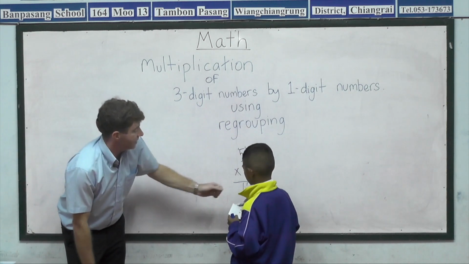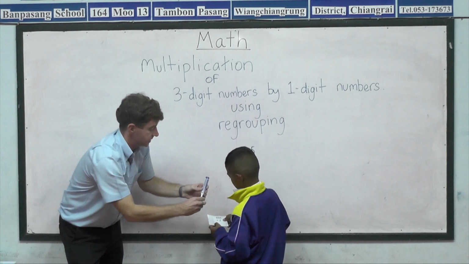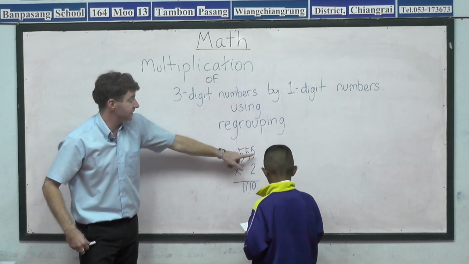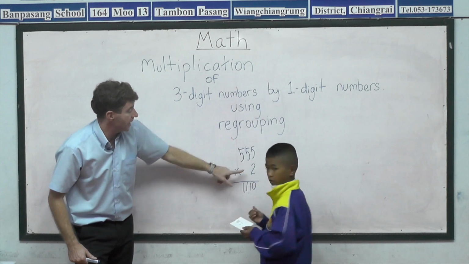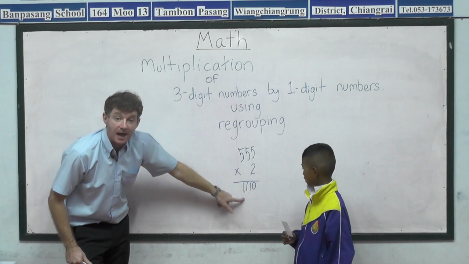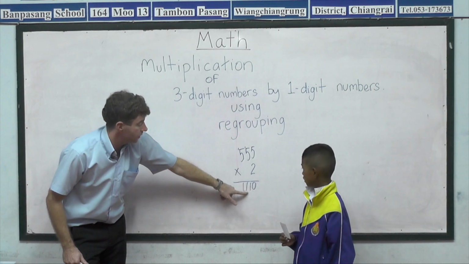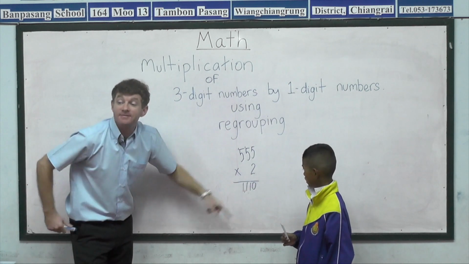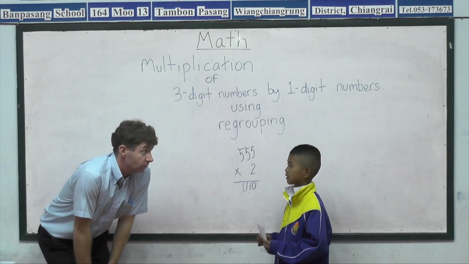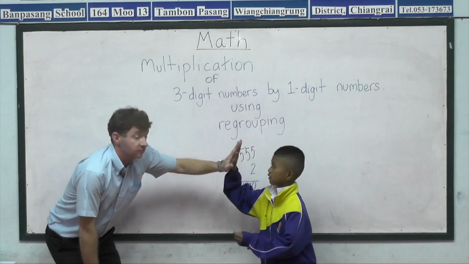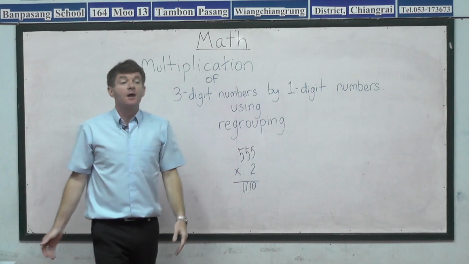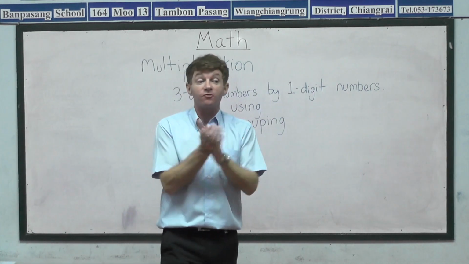So now we have our answer. We can say 555 times 2 equals 1110. Is that correct? Are you sure? Really sure? Yes. High five. Round of applause for Pat. A round of applause for everybody doing such a great job.